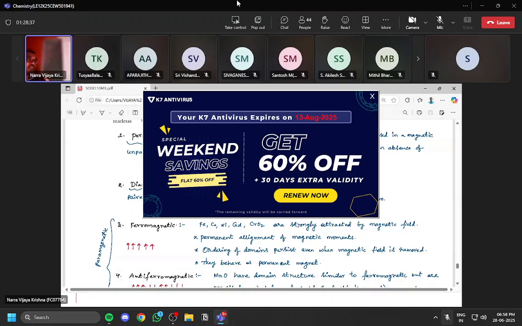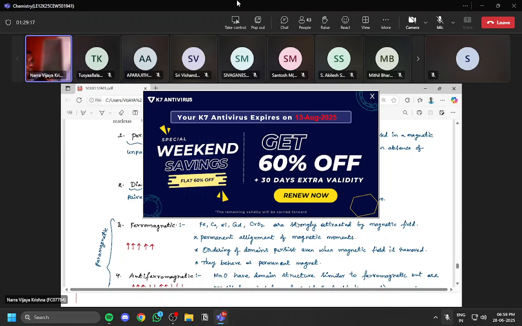What are ferromagnetic substances? If I keep an external magnet, all domains are aligned in the same direction permanently, and they attract external magnets strongly. Even after removing the external magnet, they themselves behave as a magnet. Example: iron, cobalt, nickel, gadolinium, CrO2. Diamagnetic: all are paired, so in the presence of an external magnet, it will weakly repel it. Example: benzene, NaCl, water.